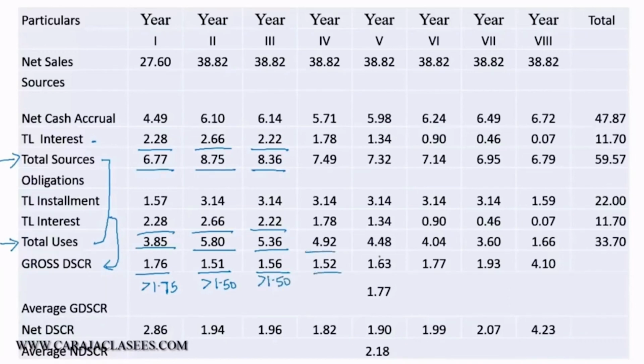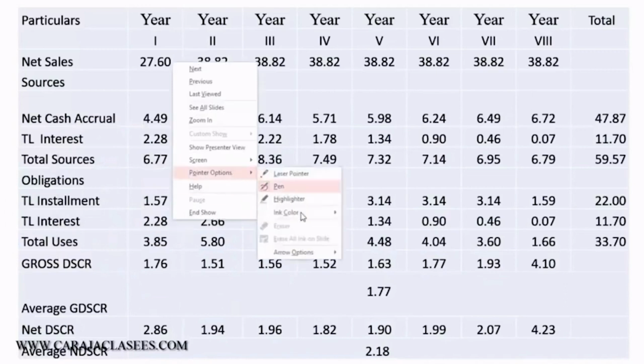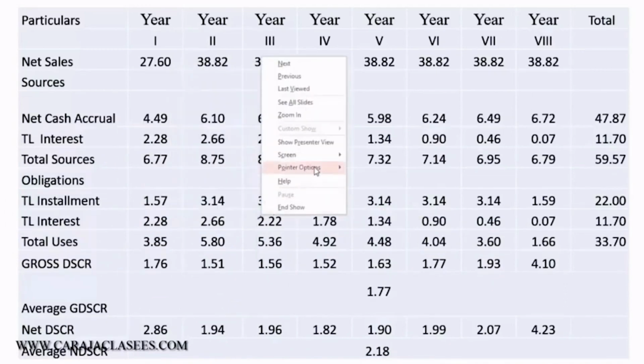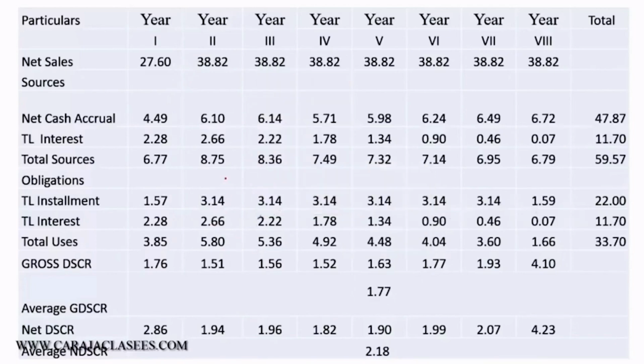And if you notice, every year the ratio is maintained above 1.5. But why is it high in first year and it is coming down in year 2, 3, 4? Let's analyze. Let me see. Sorry. Yeah. See, in year 2, sources have increased actually. From 6.77, it has gone to 8.75.